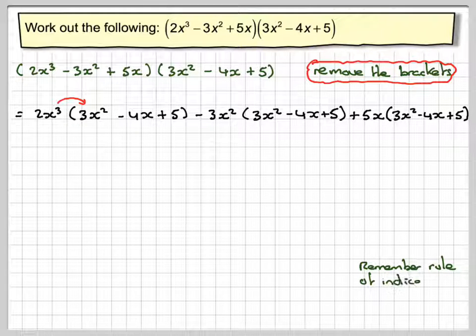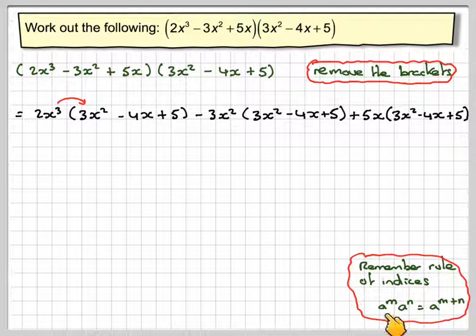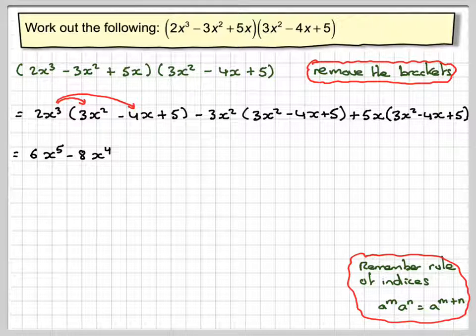But before we go any further, we should remember this rule of indices: a to the m times a to the n is equal to a to the m plus n. So you add together the powers. Therefore, 2 times 3 gives me 6, and then x to the 3 plus 2, which gives me 5. Then 2x cubed times minus 4x gives me minus 8x to the 4. 2 times minus 4, x cubed times x.